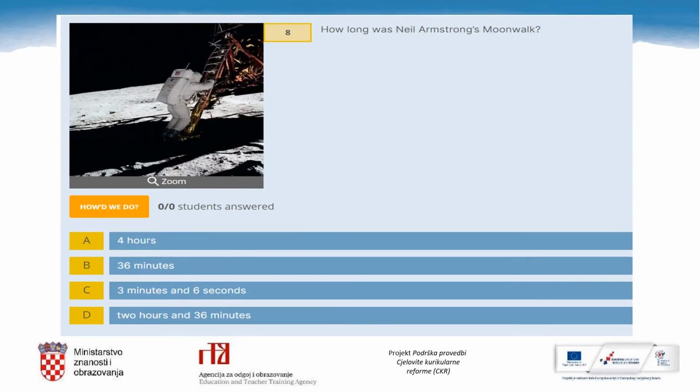The eighth question. How long was Neil Armstrong's moonwalk? A. 4 hours. B. 36 minutes. C. 3 minutes and 6 seconds. And D. 2 hours and 36 minutes. It's D. 2 hours and 36 minutes.